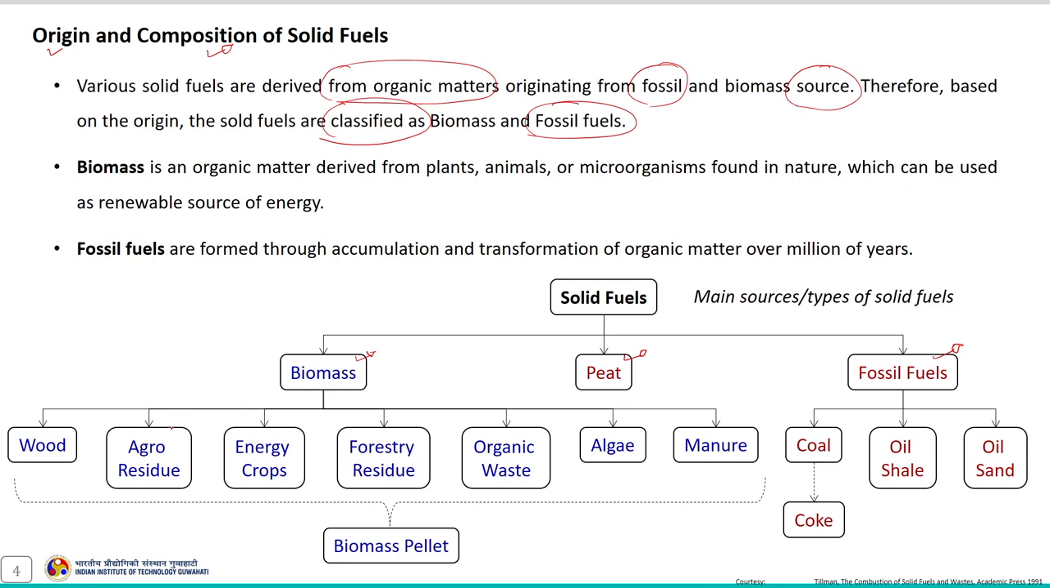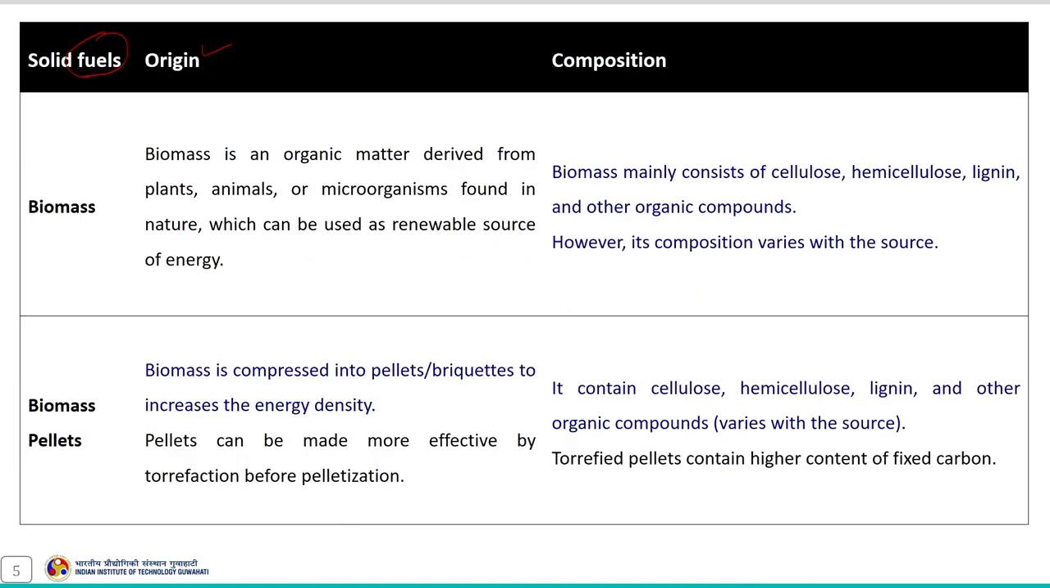The biomass based solid fuels are further subclassified as wood, agro residue, energy crops, forestry residue, organic waste, algae and manure. And this biomass based organic matter can further be converted into biomass pellets using a suitable pelletization technique. While the fossil fuels are subclassified as oil sand, oil shale and coal, and here the coal is transformed into coke using a suitable transformation process. So after learning about the various types of solid fuel, let us discuss the origin and the composition of the solid fuels.